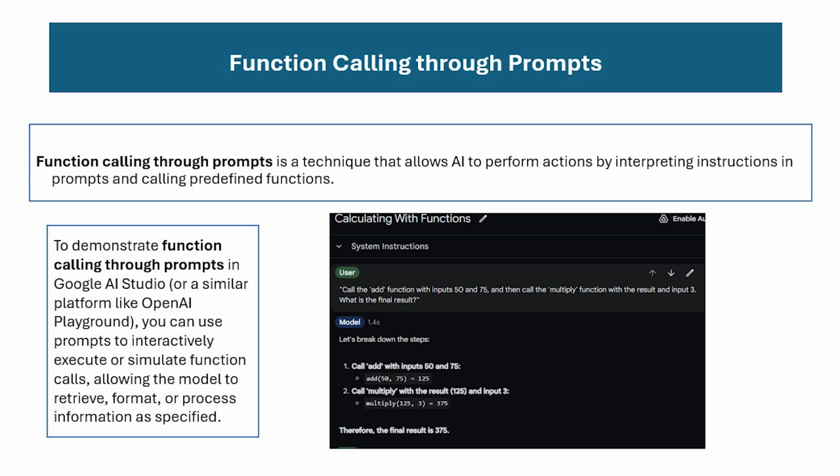As shown in the example on the screen, we have given a prompt to call an add function that takes 50 and 75 as input, and then call a multiply function to multiply the result with 3. Then give the final output. So it is first adding the two given inputs and then multiplying their output by 3 to give the final answer without using any addition or multiplication signs, just by calling the functions for them.